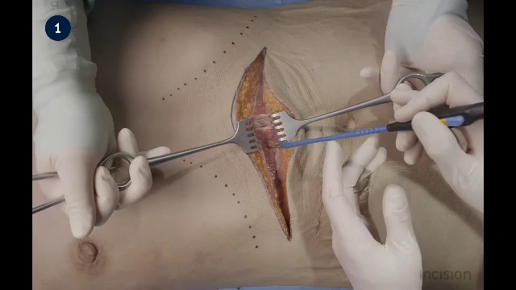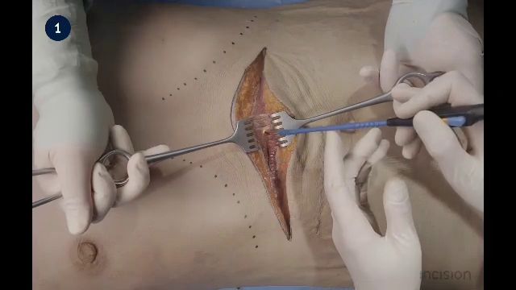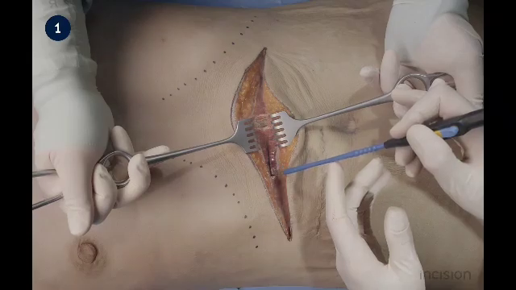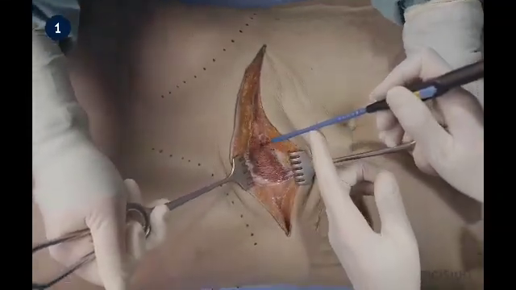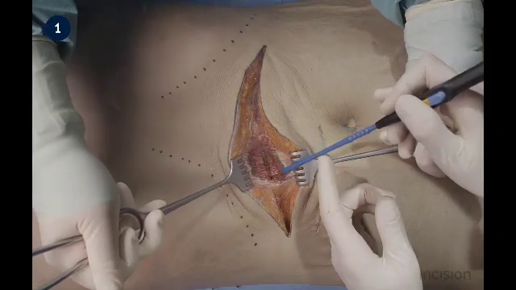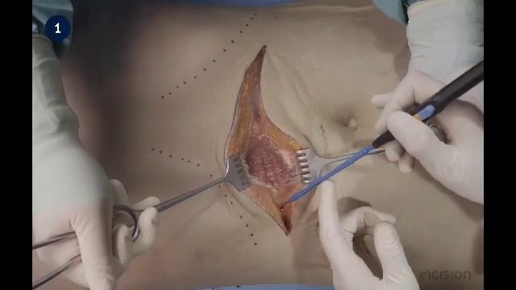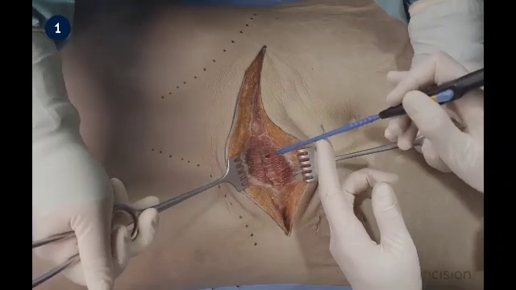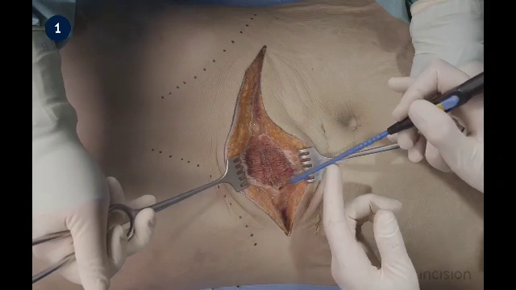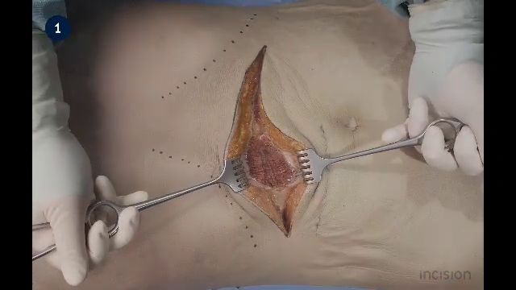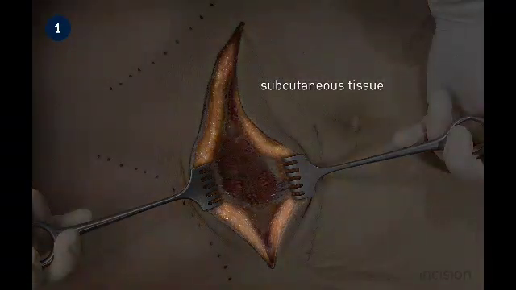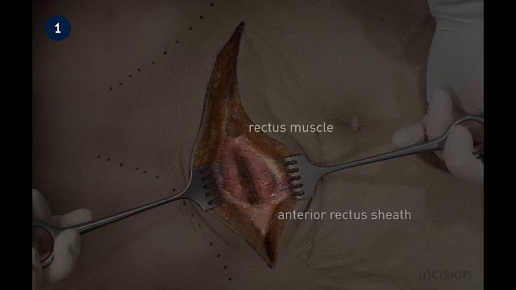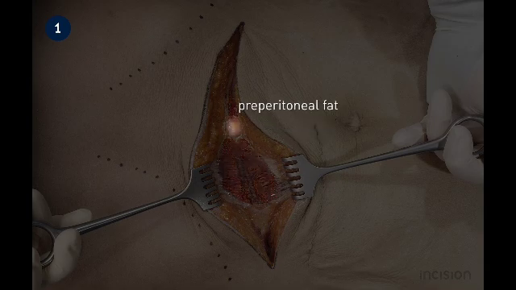The superior epigastric artery and vein should be identified and, if required, ligated separately. These structures are not shown in this film. The aponeurosis of the external oblique muscle is incised lateral to the anterior rectus sheath. The subcutaneous tissue, the anterior rectus sheath, the rectus muscle, and the preperitoneal fat below the transected linea alba.